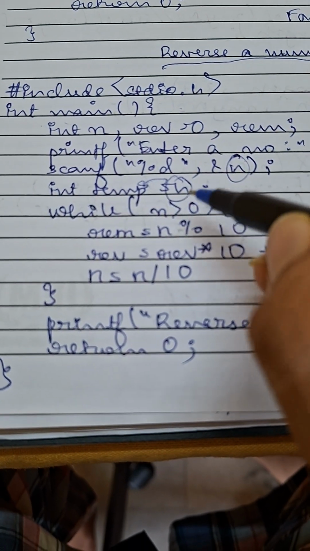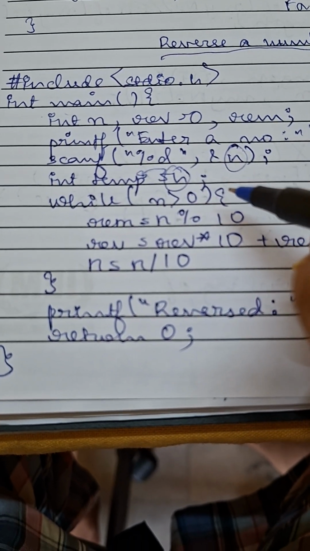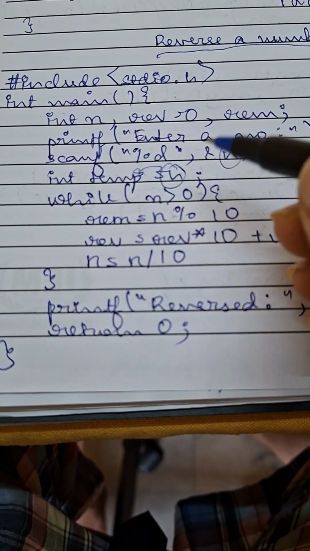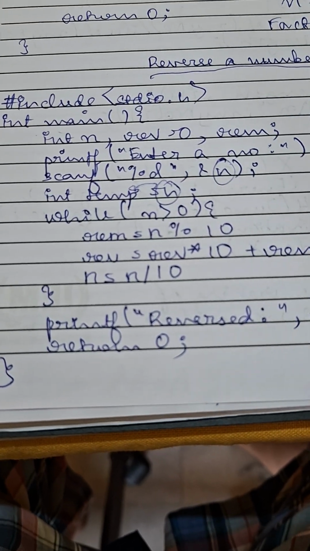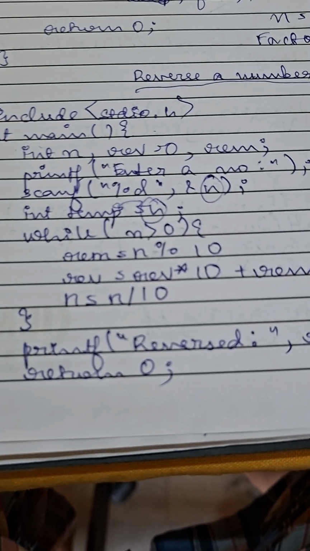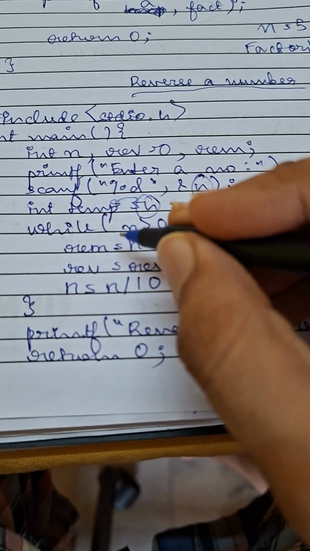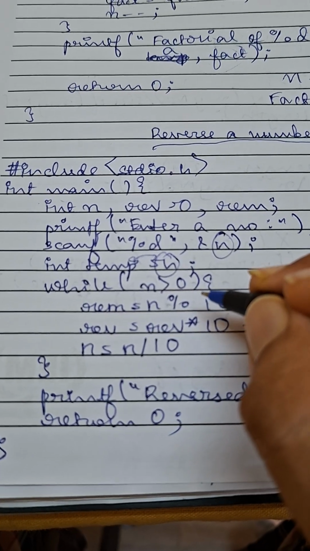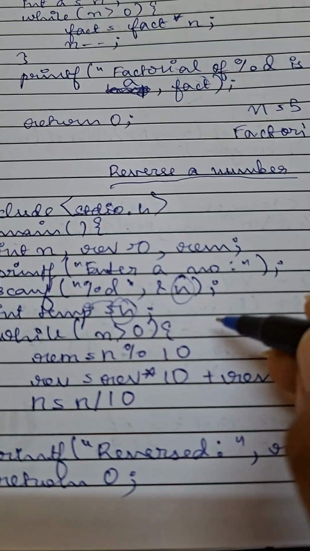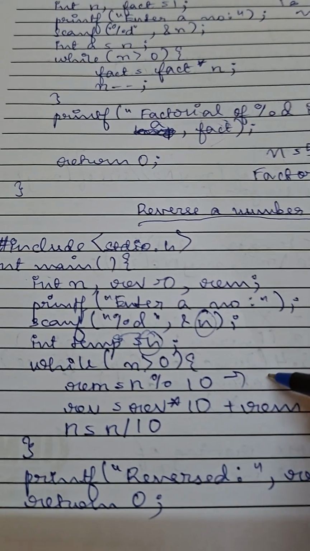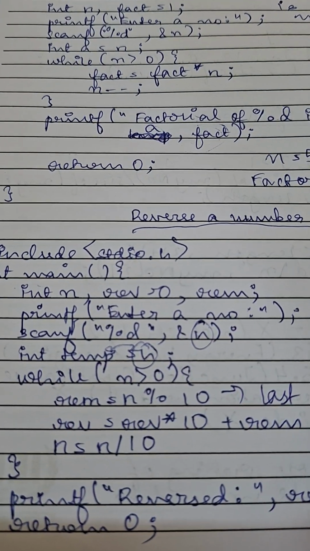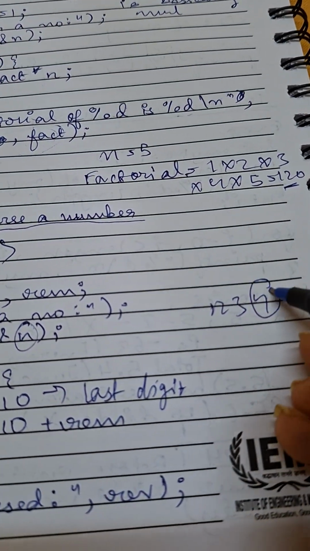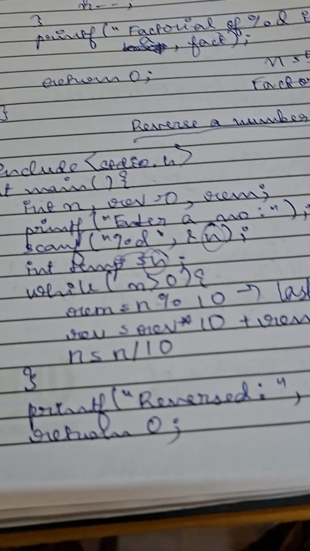While n greater than 0, this loop will continue as said until the value is no longer greater than 0. Then we go for rem equal to n mod 10. What will this do? This will take out the last digit. Suppose it is 1 2 3 4, the 4 will come out here.